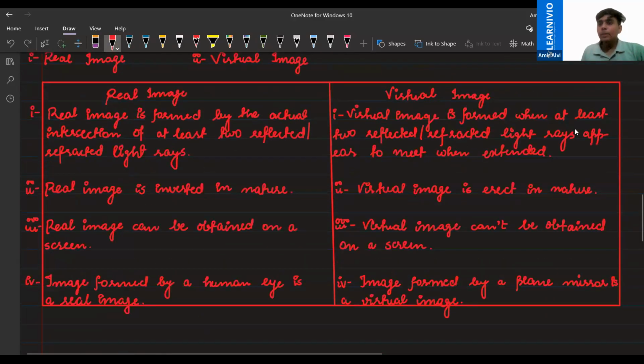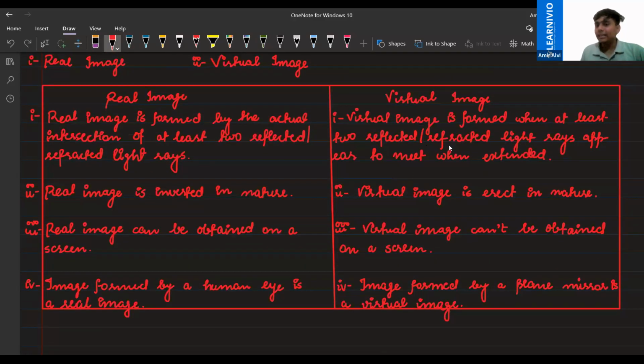A virtual image is formed when at least two reflected or refracted light rays appear to meet when extended. They are not actually meeting, they only appear to be meeting. Yes or no? Yes, sir. After that, a virtual image is erect in nature. I have told you, erect means upright. A virtual image cannot be obtained on a screen because it is not actual, it is just an illusion.